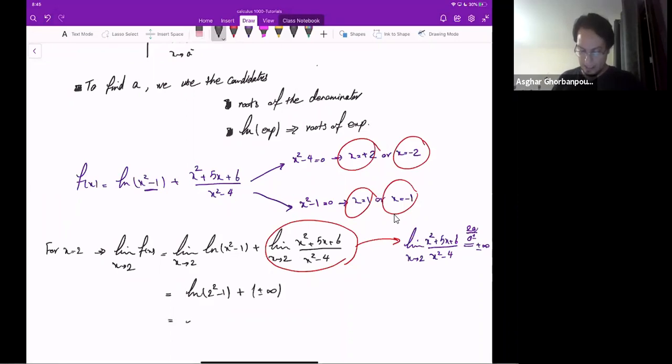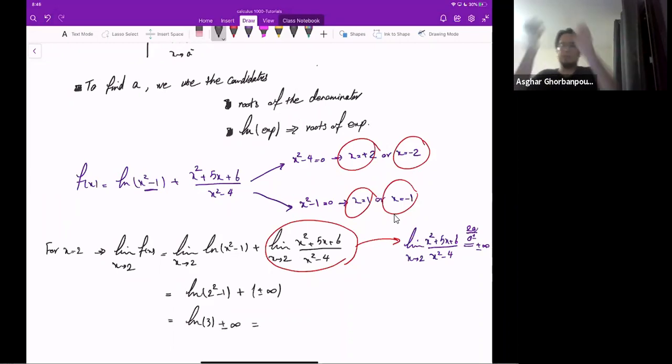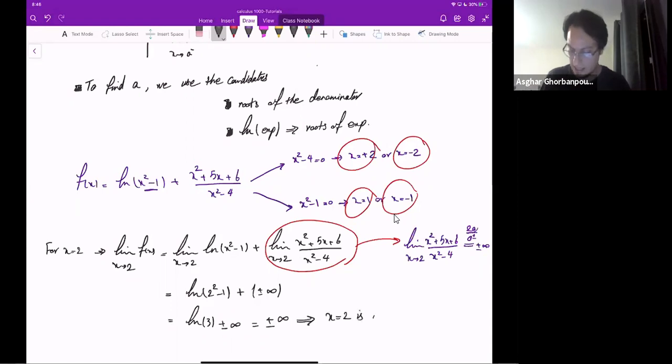This number here is ln of 3 plus or minus infinity. Well, ln 3 is just a number. You add very big numbers, growing bigger and bigger, so you get plus infinity, or you subtract and get minus infinity. As x goes to 2, the function has infinite limits, so x equal to 2 is a vertical asymptote.